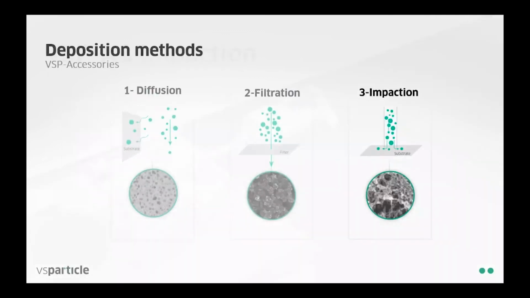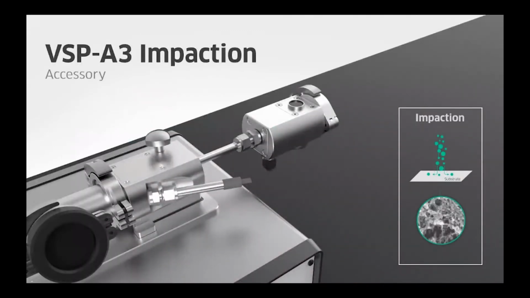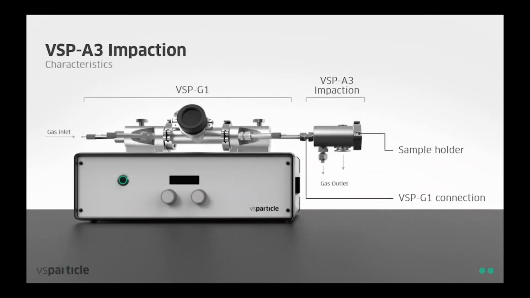Then we go to the last one, the impaction module. What we are doing in this system is accelerating the gas flow with the nanoaerosol to such a high velocity that the nanoparticles are not able to follow the gas stream anymore, and they are reflecting on the surface. So they are bombarded directly onto the surface. And this enables us to basically stack the nanoparticles more effectively on top of each other, creating very interesting nanoporous layers. Same concept. It's a module that you can directly connect to the G1.